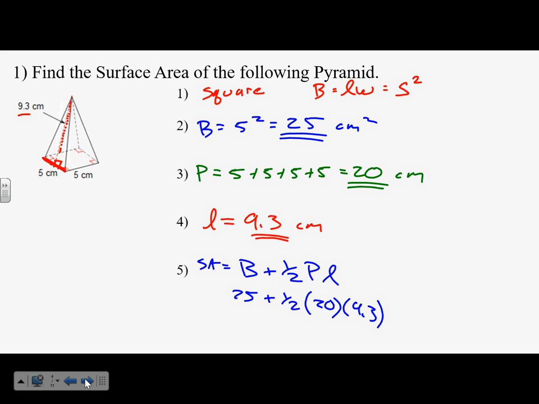I like to do it in 2 steps where I do the second part in my calculator first. 0.5 times 20 times 9.3 is 93. So 25 plus 93 is 118 centimeters squared.